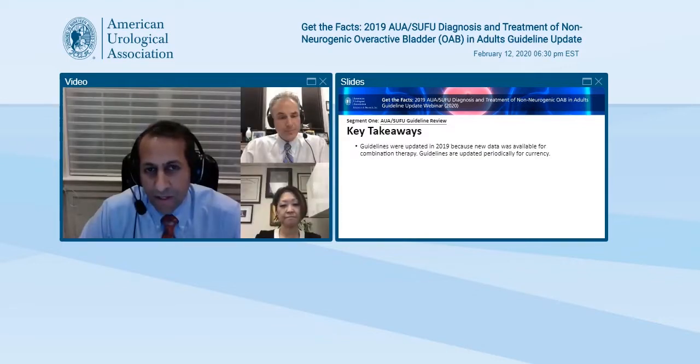So every so often we have to review guidelines to make sure they're current. And in this case, there was some new data that had come out between the last guideline published in around 2015 and this most recent iteration, especially as it went to combination medication therapy. And so we felt that it was worth adding that to the past guideline and ultimately did the current amendment to it.